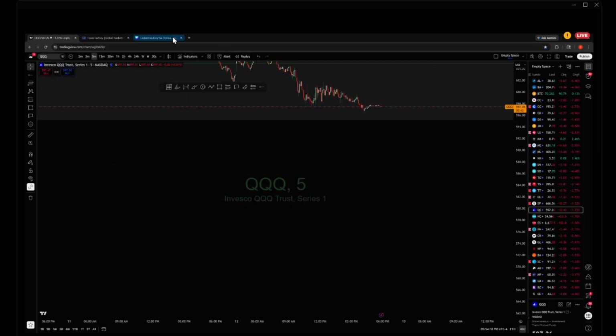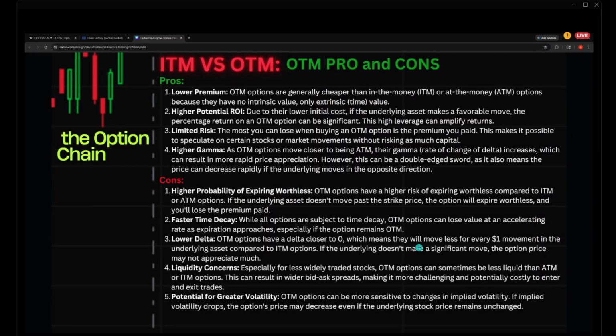Oh, I thought I saw a different price. Let's see. All right. Now, lower delta. Out of the money options have a lower delta, closer to zero, but we're going to talk about that, which means that they will move less for every dollar movement in the underlying asset compared to an in the money option. If the underlying doesn't make a significant move, the option price may not appreciate much.